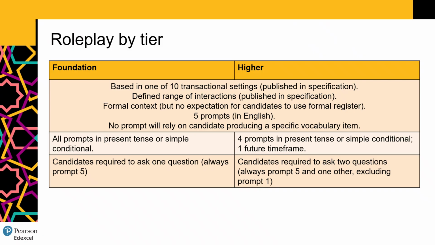Role play by tier. Have a look at the similarities between tiers, the top half of the slide, and the differences, the bottom 2 rows, and I'll talk you through a few key features and some additional information. The role play contexts are set outside the thematic contexts, although there may be overlaps, and there are 10 set contexts, so there are no surprises and you can prepare your students for the scenarios they may meet in the exam. Each assessment series, Pearson will provide 6 role-play stimulus cards at each tier, which will use 6 different settings from the published list.